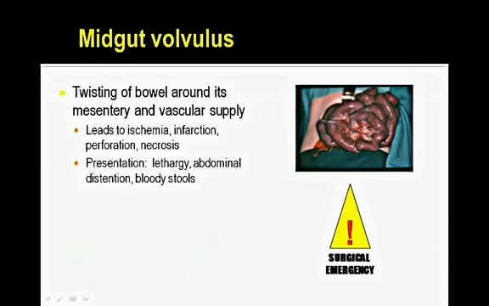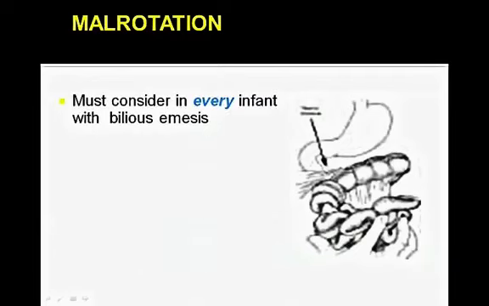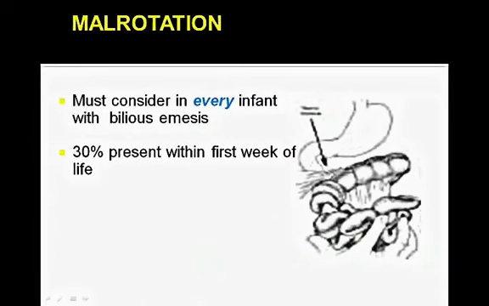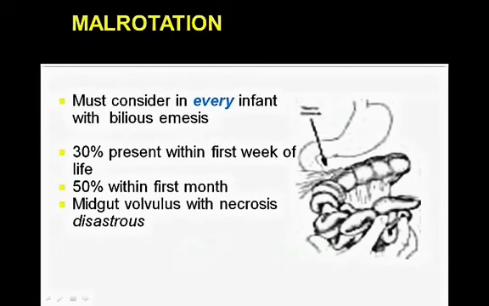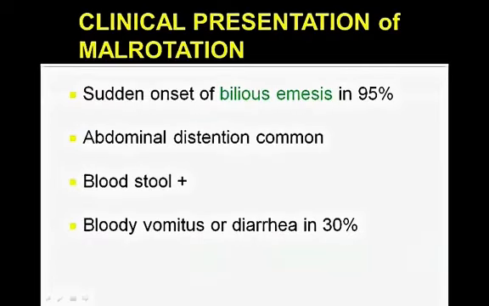On presentation, the patient will present with lethargy, abdominal distension, and bloody stool. This is a surgical emergency. And so, with malrotation, you must consider it in every infant with bilious emesis because of its severity. Understand that 30% present within the first week of life and 50% within the first month, and this can lead to death, and so it's a very important emergency that you need to take care of.